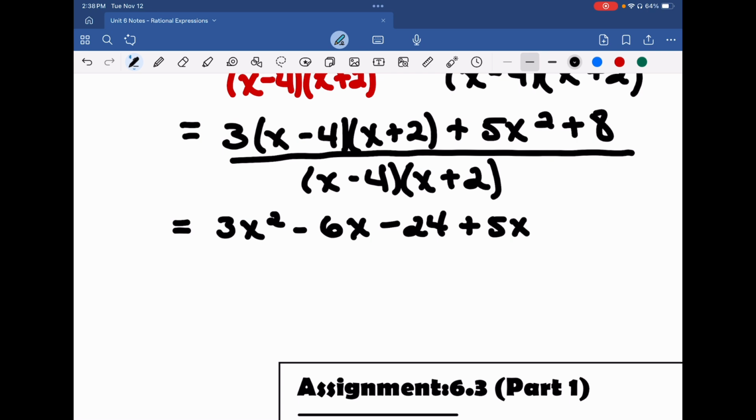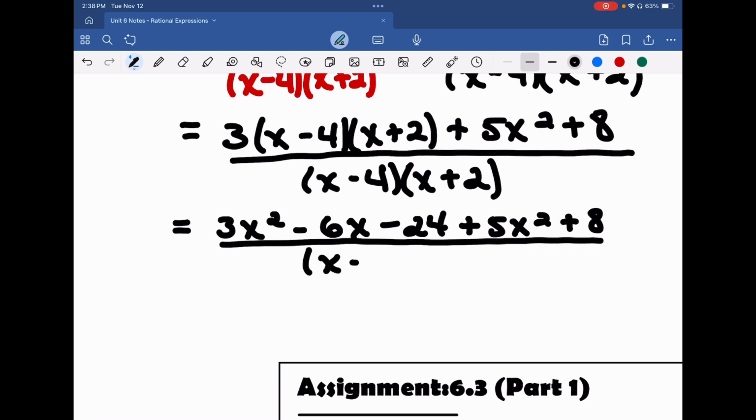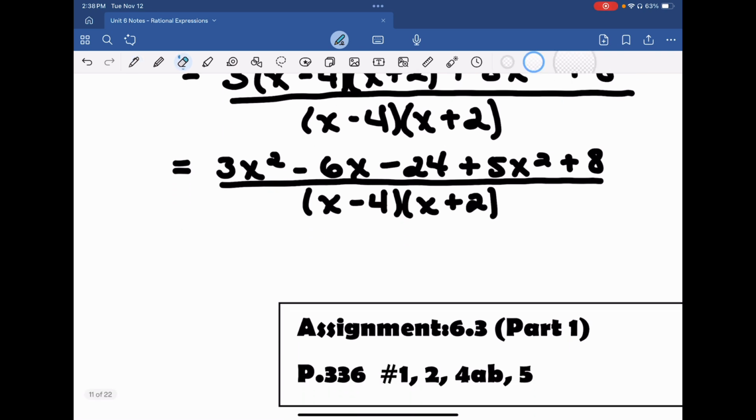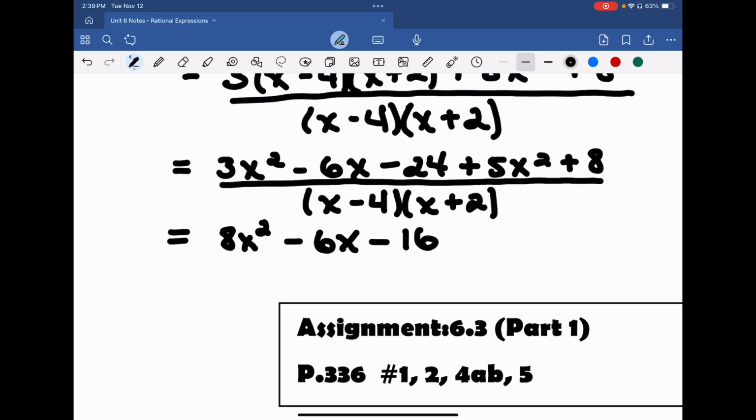And then this is going to be plus 5x squared plus 8, all divided by, in the denominator, the common denominator of x minus 4 and x plus 2. There we go. To wrap this up, we're just going to make sure that we have it in its final collapsed form, where we combine our like terms. The x squareds come together to make 8x squared. The x's are just negative 6x, so I'm going to leave it as that. And then in terms of negative 24 plus 8, this gives me negative 16. And then this is all divided by the common term of x minus 4 and x plus 2.